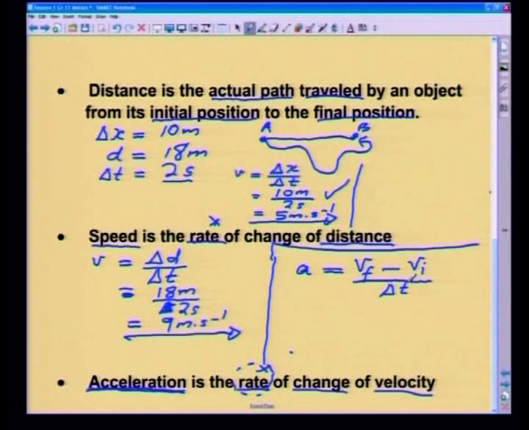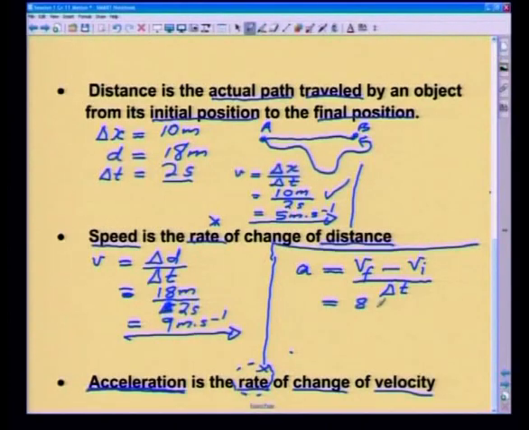So if a certain object changed its velocity from, say, 2 meters per second to 8 meters per second, its final velocity would be 8 meters per second minus its initial velocity of 2 meters per second. That will give you the change in velocity. You divide by time. Say it took 3 seconds for this change to happen. So delta t is 3, then you have 8 minus 2, which is 6, divided by 3, and your acceleration is 2.